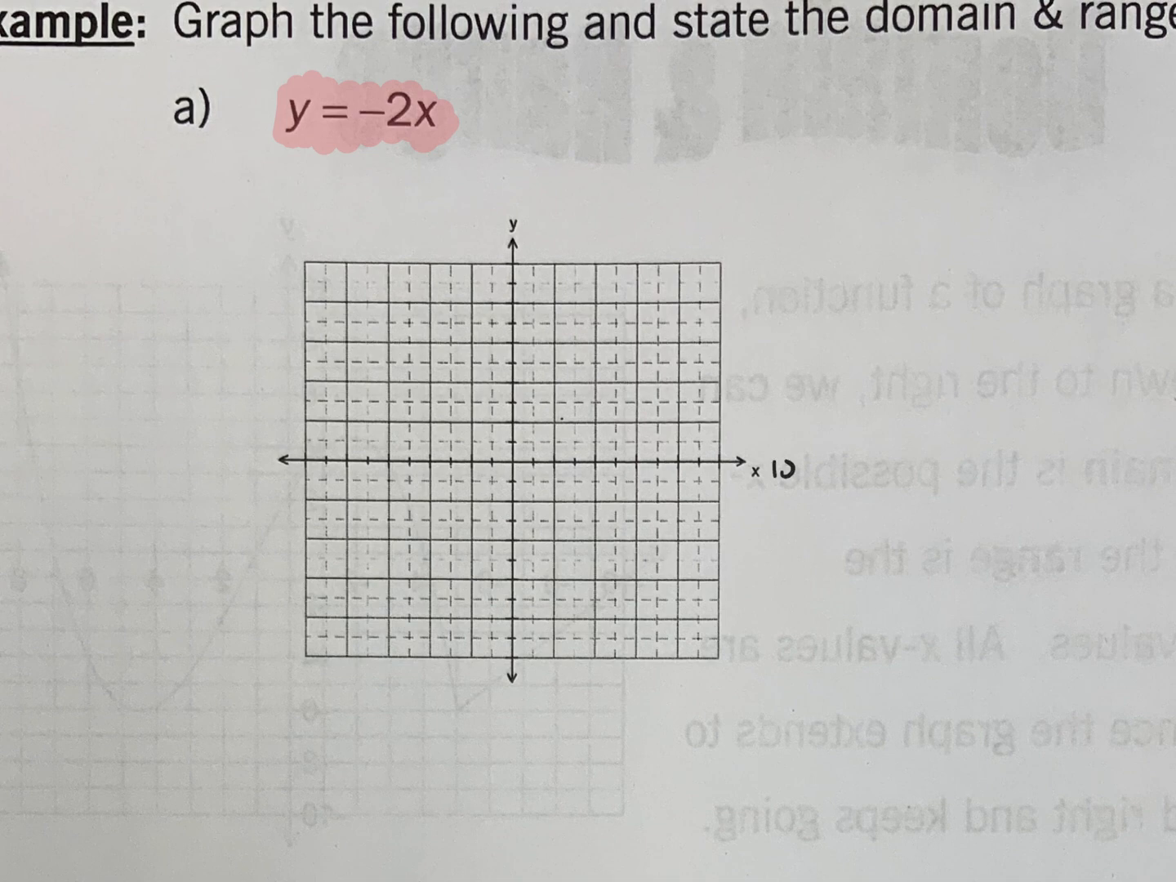So if we put 10 here, whenever we graph something, we do need to write down our scale. So the graph is going to look like this, and it's a nice straight line.